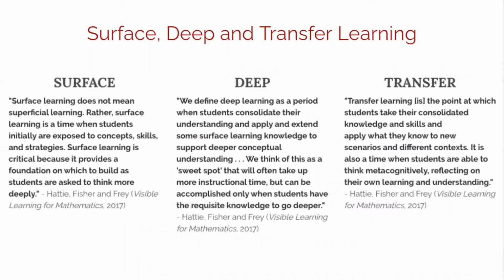When we talk about learning, there are three types of learning: surface, deep, and transfer. According to Doug Fisher and Nancy Frey, surface learning refers to building foundational knowledge, such as concepts, skills, strategies. Deep learning is consolidating foundational knowledge to be able to apply and extend students' own learning to develop a deeper understanding. And transfer learning is the point where students take all of their knowledge and their understanding and apply them in new and different contexts.